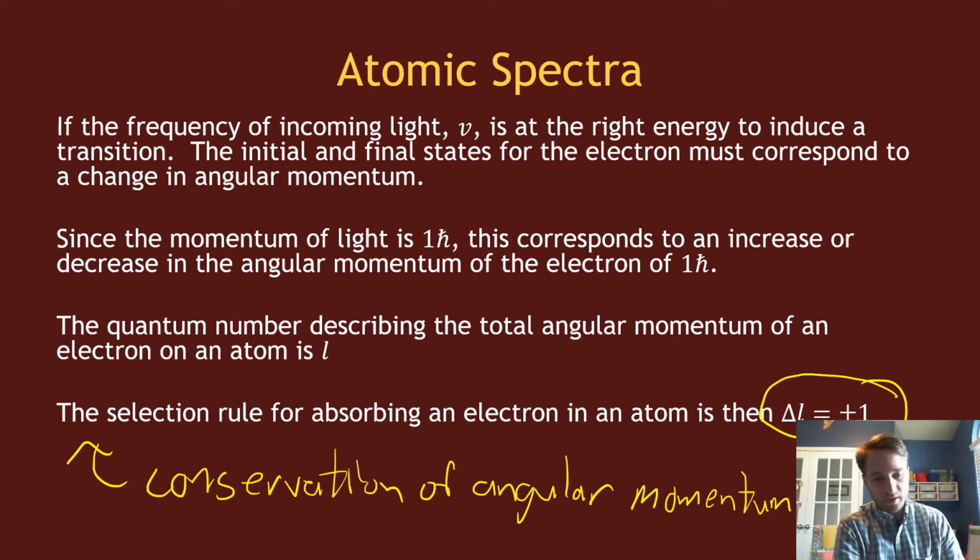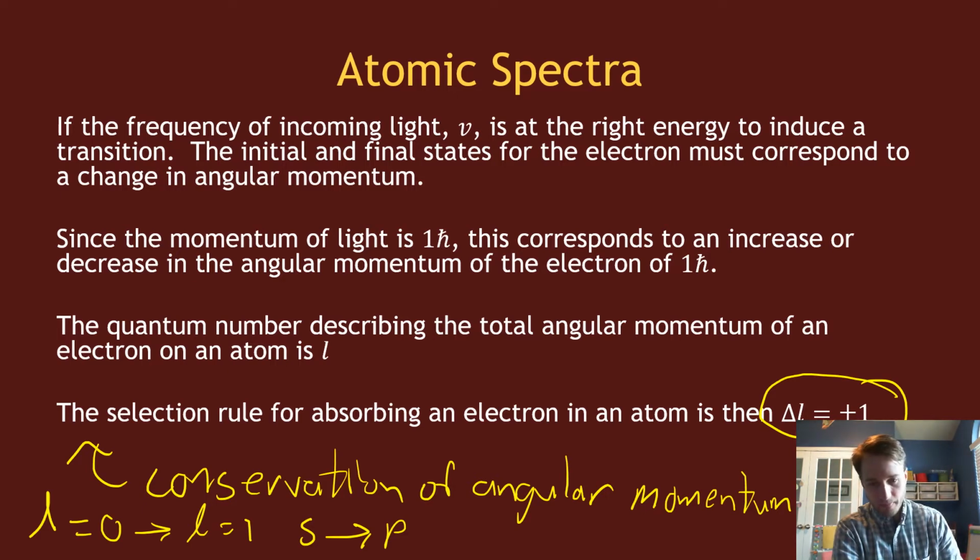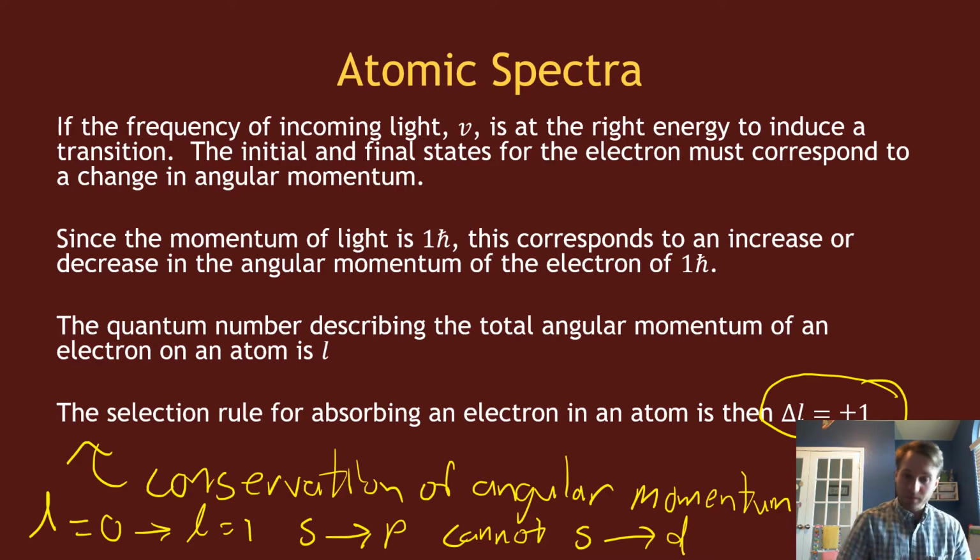So through absorption, I can go from L equals 0 to, say, L equals 1, which is an S to a P orbital transition. But I can't, for example, do something like S to D, because that is a change in angular momentum of 2. It's going from 0 to 2 for L, and that is not allowed. That has no allowable transitions, and so that will not occur whatsoever.